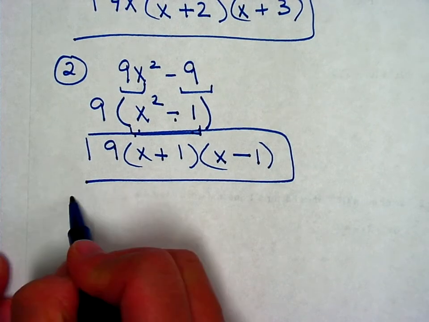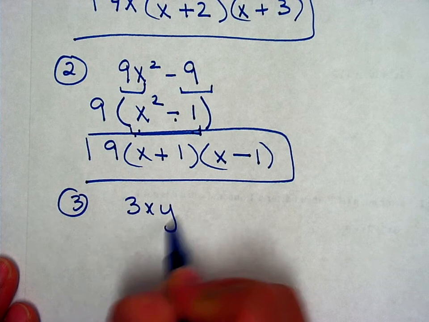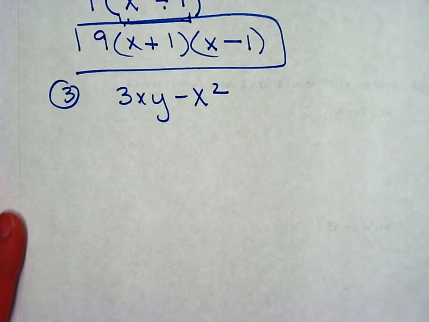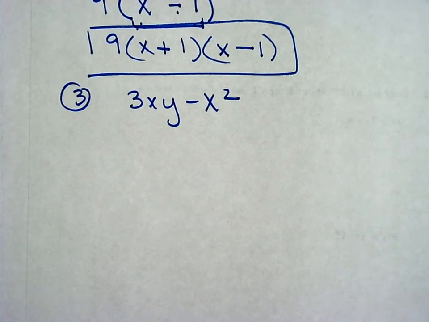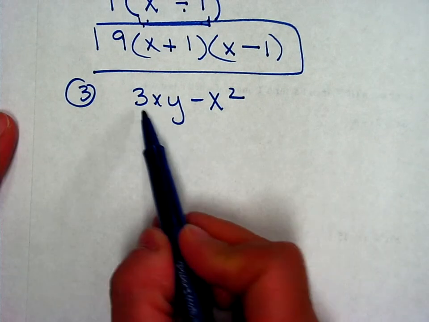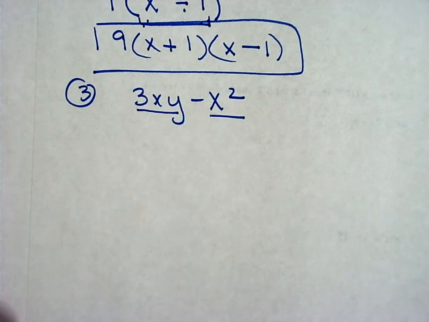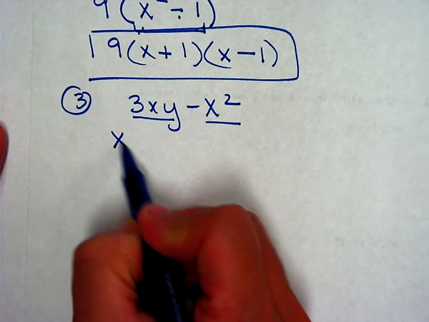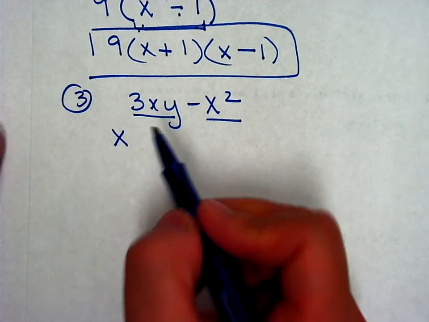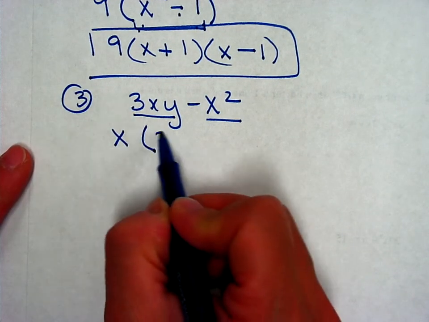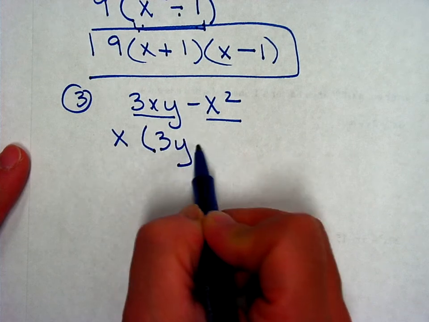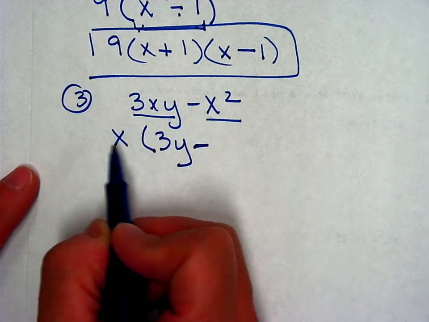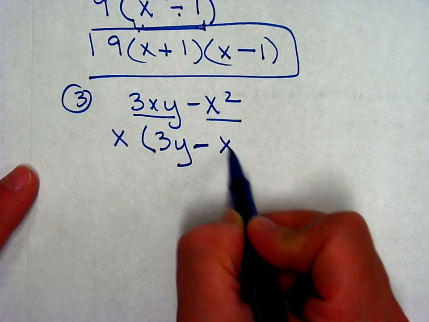Okay, the last problem that I want you to add to your notes is this one. 3xy minus x squared. Again, we always start every problem the same way. Look for a GCF. I don't see any number besides 1 that's common to both of them. But I do see both terms have an x, so that is my greatest common factor. So I'm going to factor out the x. That leaves me with a 3 and a y minus, I had an x squared, one of them is factored out, so you're left with just this x right there.